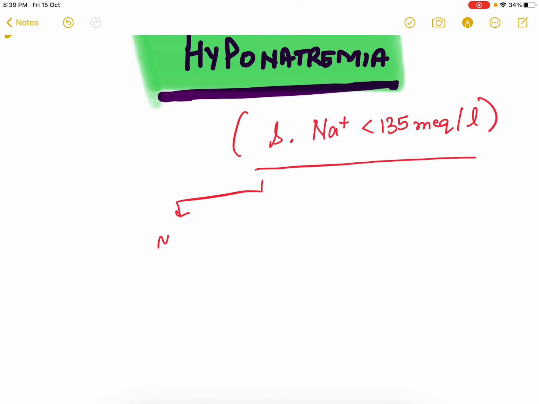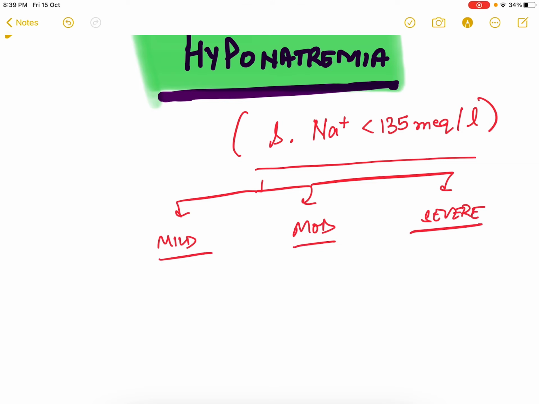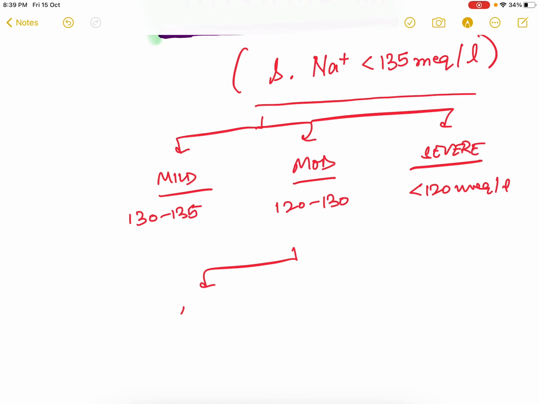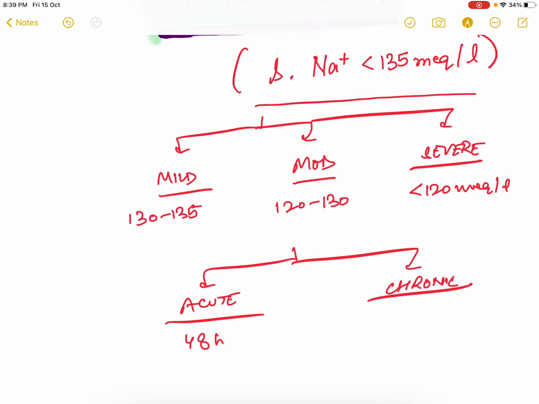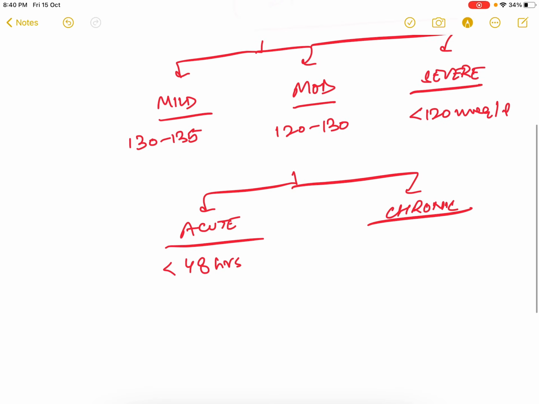Now hyponatremia can be mild, moderate, or severe. Mild hyponatremia is serum sodium levels between 130 to 135. Moderate is 120 to 130, and severe is less than 120 milliequivalents per liter. Hyponatremia can also be acute or chronic. Acute hyponatremia is the one which develops within 48 hours. Chronic is the one which takes more than 48 hours to develop or the duration is unknown.